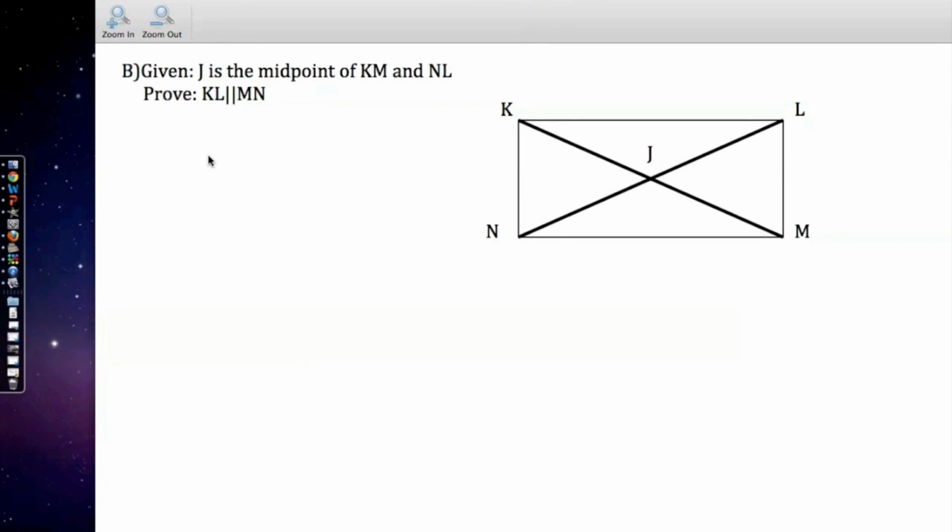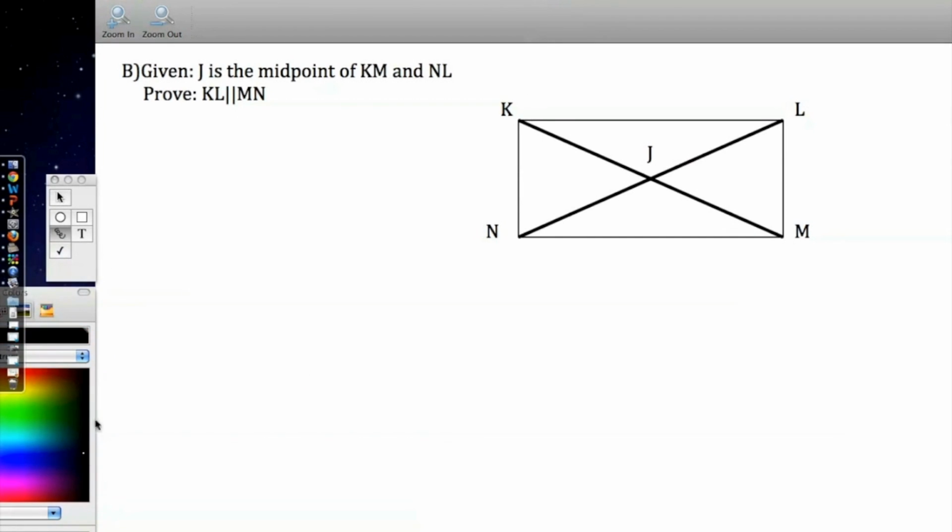Okay, so we are at the proof portion, and this is the second part of CPCTC, which is corresponding parts of congruent triangles are congruent. What we're given is J is the midpoint of KM and NL. So KM is this segment here. And let's remember, of course, that we are dealing in segments here. Okay? And so what we've got is J is the midpoint.